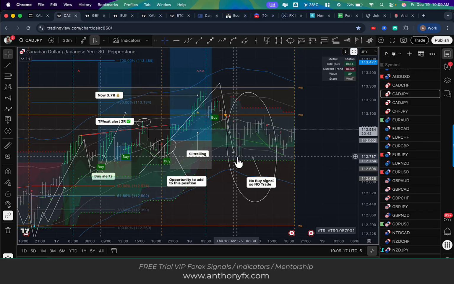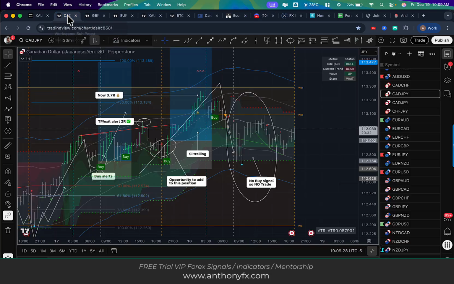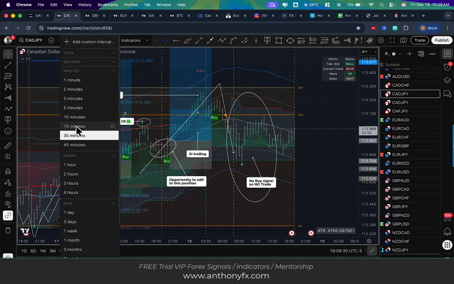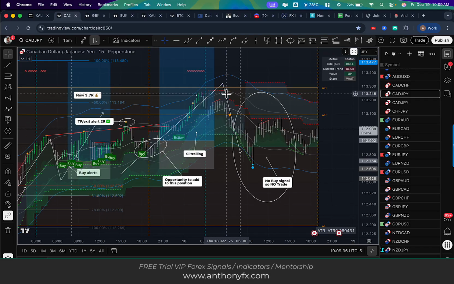So it pulled back, but we didn't see the buy signal on the pullback. Just watch the time frame. That was a 15-minute chart, so we need to look at it on the 15-minute and run with that. So the idea was sent in here. It pulled back, no buy signal, so no trade.